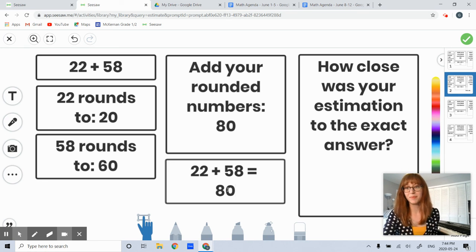Okay, this time, my estimation and my exact answer were the same. Sometimes that happens, sometimes it doesn't. More often, your estimation is used to come up with an answer that is close. All right, have fun estimating.